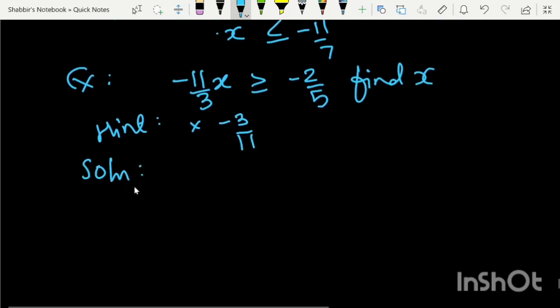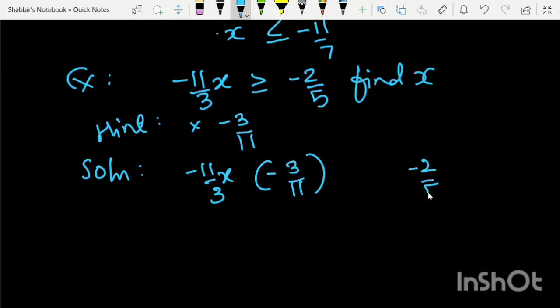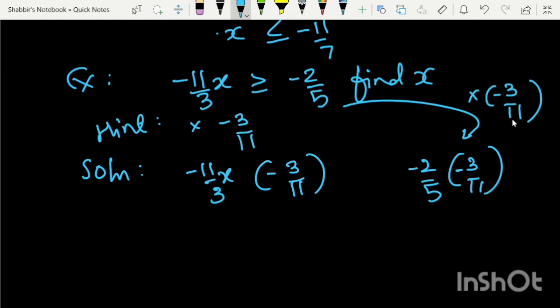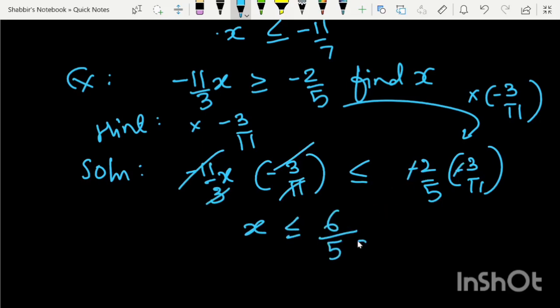So if you solve minus 11 by 3 x, we have multiplied by minus 3 by 11 both sides, minus 2 by 5 into minus 3 by 11. The sign becomes less than equal to, and this and this cancel out. X less than equal to, minus minus cancel, 3 2s are 6, 5 11s are 55. So x less than equal to 6 by 55, which you can write in interval form. That way you can find x.